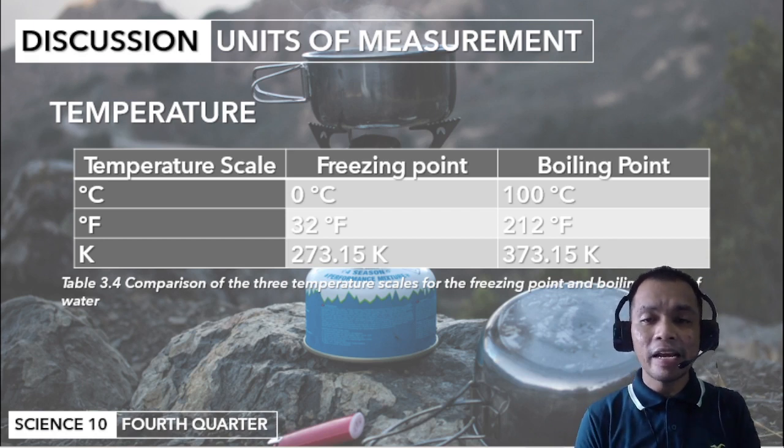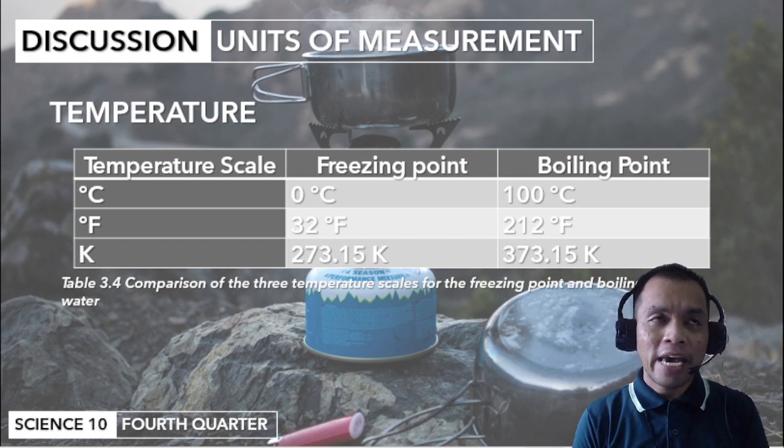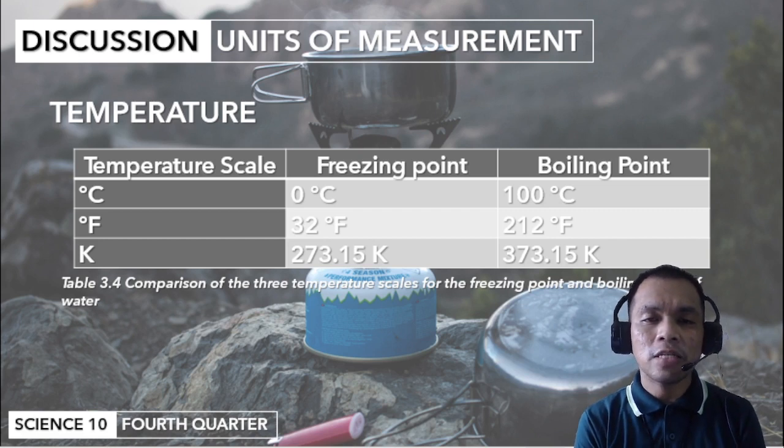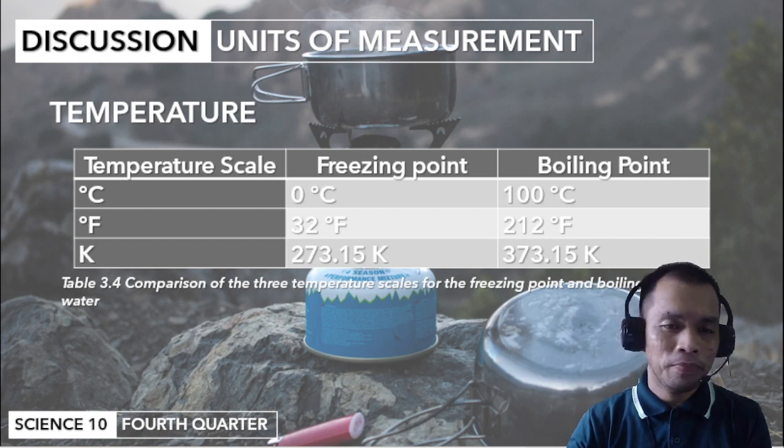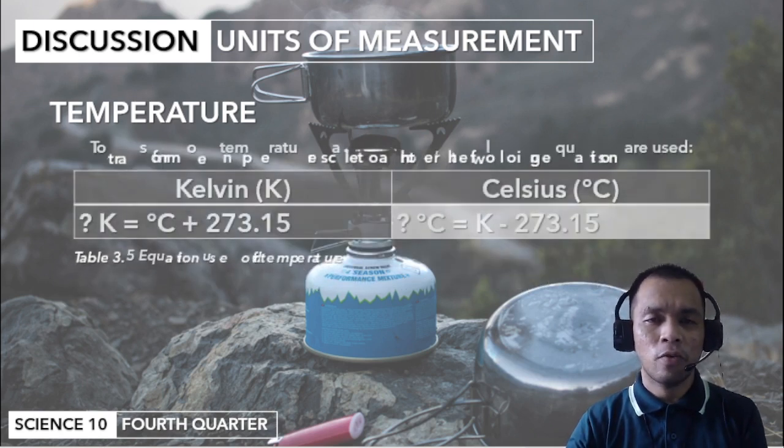373.15 Kelvin. So basically, the formula is that for us to get the temperature in Kelvin, we just add the degrees in Celsius plus 273.15. Okay. Any questions? Okay, I hope you have understood that one. Let's proceed to the next one.